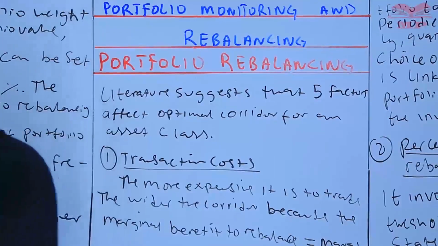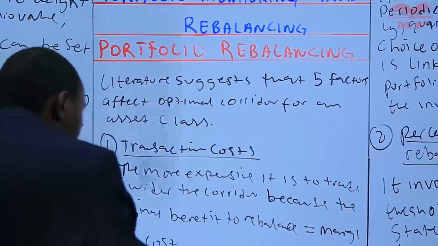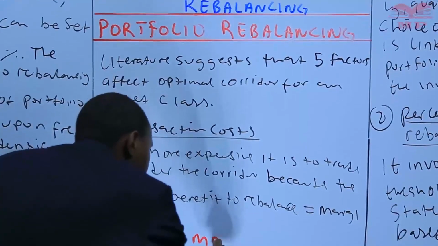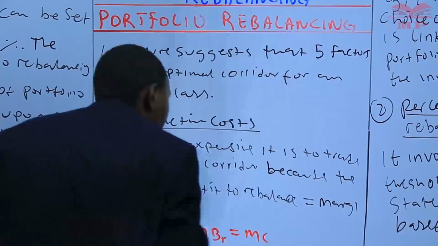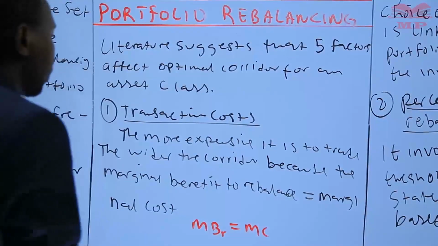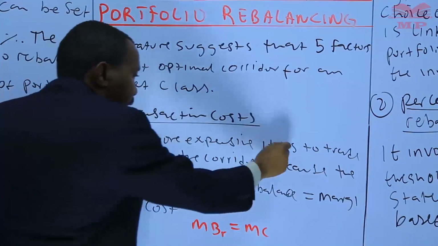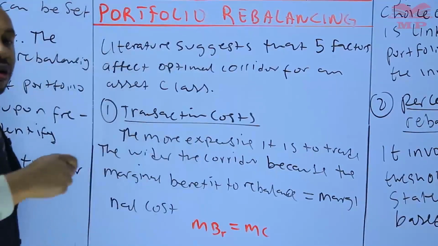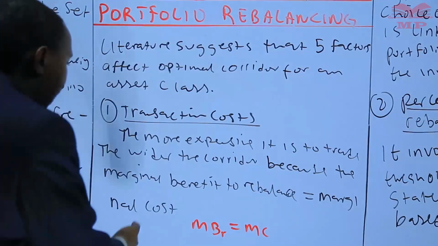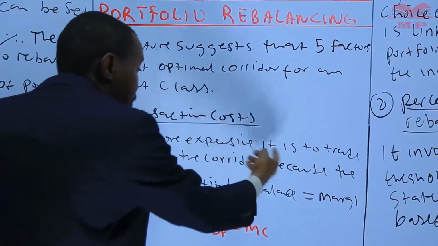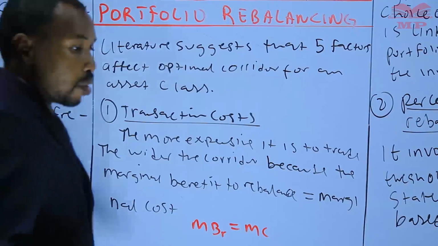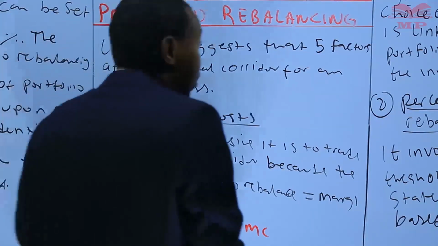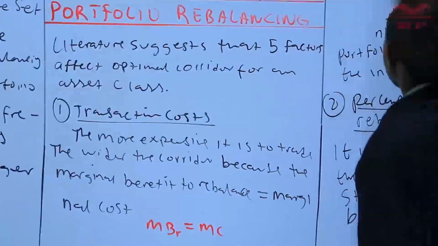And hence, what are we saying? We are saying that the marginal benefit to rebalance should be equal to the marginal cost. The more expensive it is to trade, the wider the corridor will be, because the marginal benefit to rebalance should equal the marginal cost. So some form of compensation should be provided for trading or frequent trading.